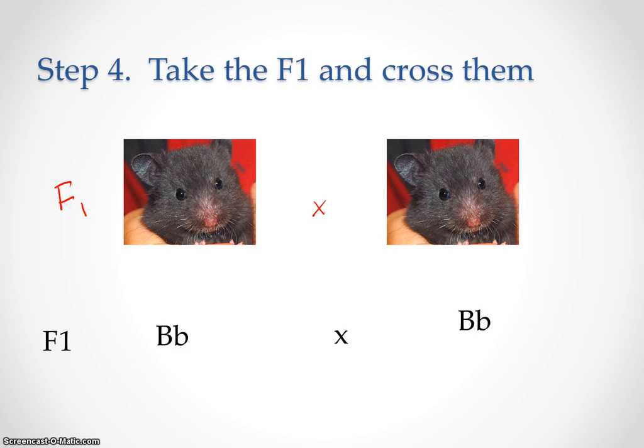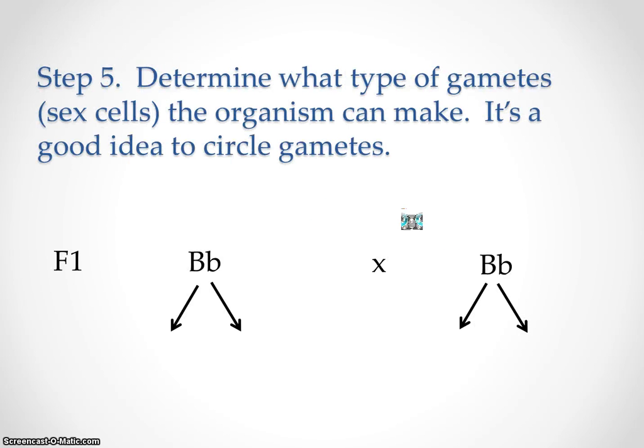So if we cross big B, little b with big B, little b, we're going to get the F2. We need to determine what type of gametes the F1 can make. And again, it's still a good idea to keep those gametes circled. Now, again, using Mendel's law of segregation, we're going to separate our 2 alleles. Remember, they're on separate homologous chromosomes. So I can put a big B in one sex cell, a little b in the other sex cell.